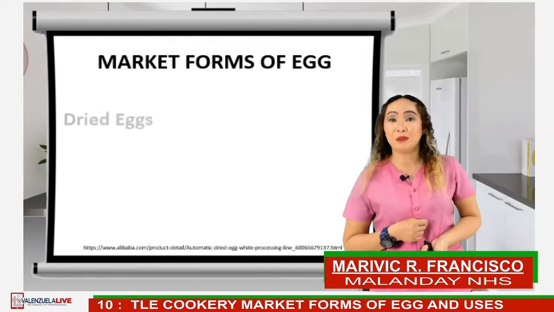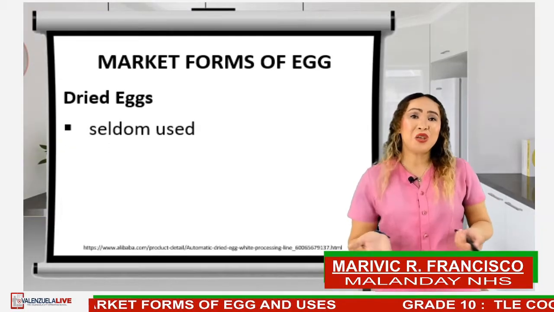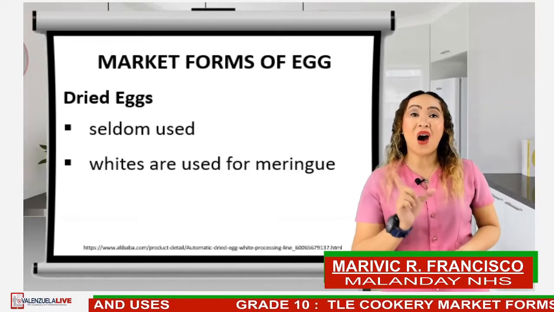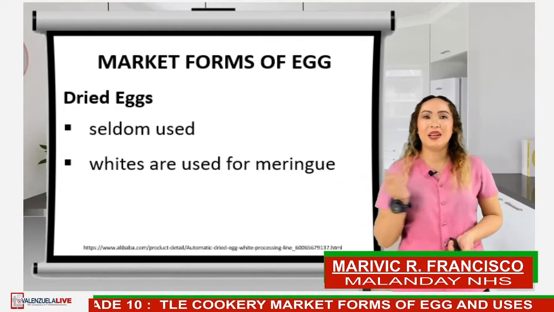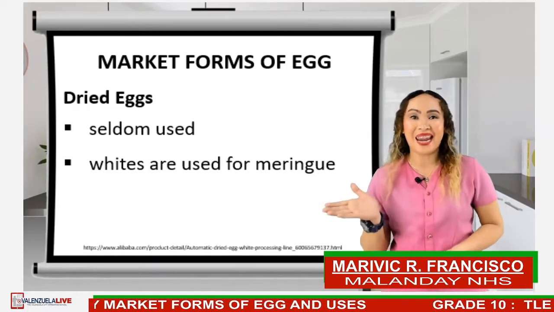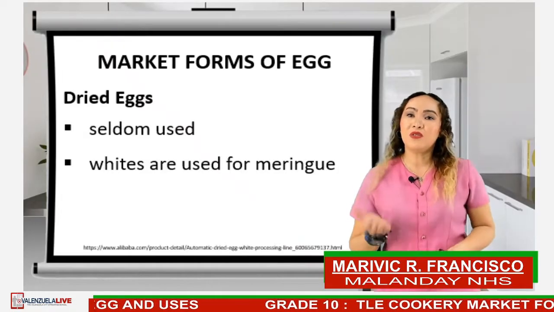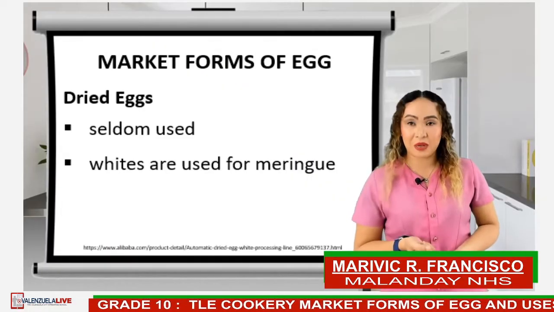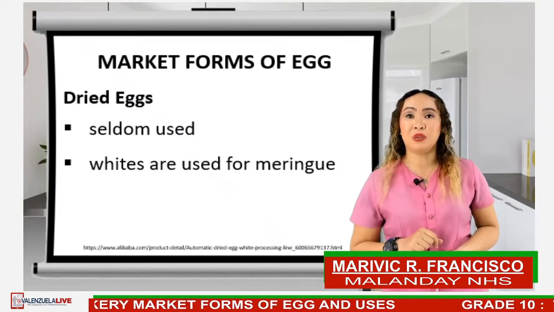Next, we have the dried eggs. Dried eggs are seldom used. Their whites are used for preparing meringue. In layman's terms, we pronounce this as merengue, but the proper pronunciation is meringue. So dried eggs are used primarily as ingredients in the food industry. They are not commonly sold directly to consumers.